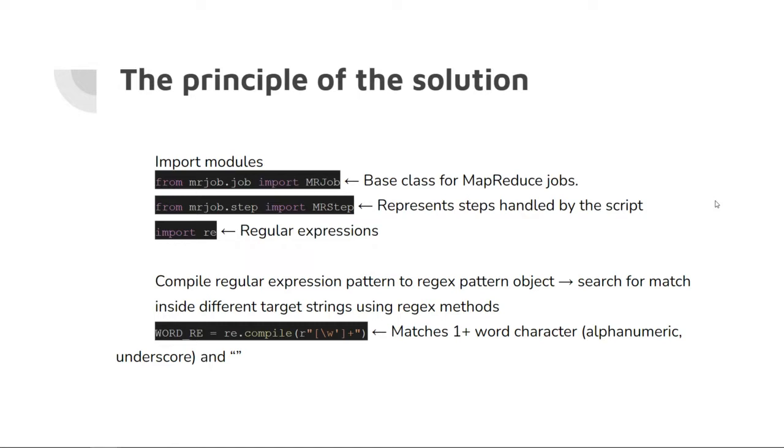Following, we define a new variable called WORD_RE, which is a regular expression pattern object, which will let us search for matches inside the different strings using its methods. In this case, the pattern we want to match is one or more, at least one, word character, that consists of alphanumeric characters and underscores, and the empty character as well.